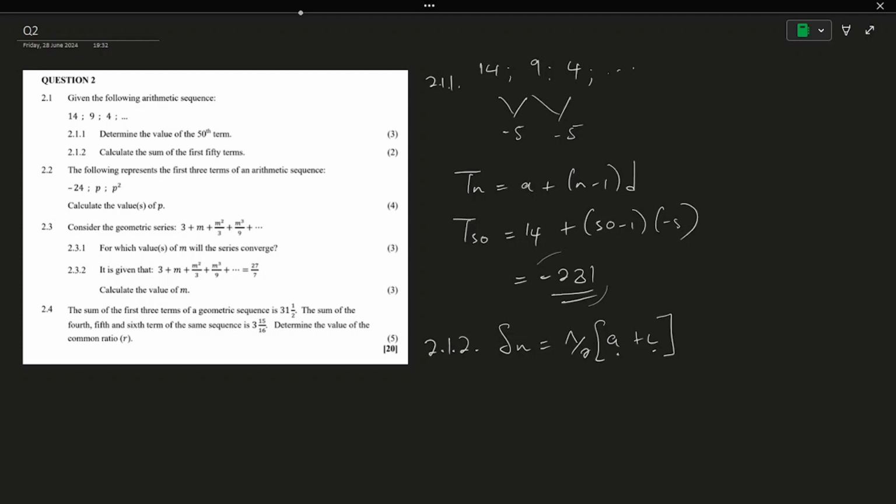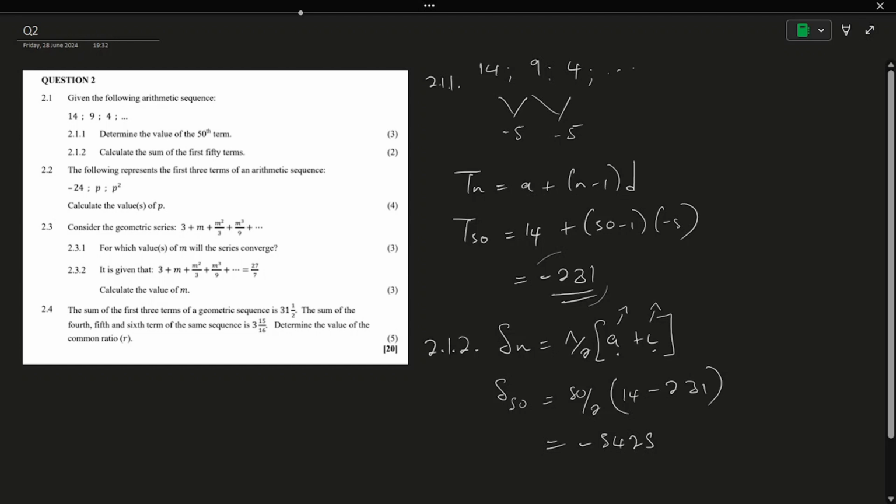So we know what the first term is, which is 14, and then we know what the last term is, which we just got. So to get S50, we're going to say 50 over 2, and our a is 14, our l is -231, and punch this in your calculator and see if you get the same as I do. So after punching my calculator, I get -5425 as the sum of the first 50 terms.